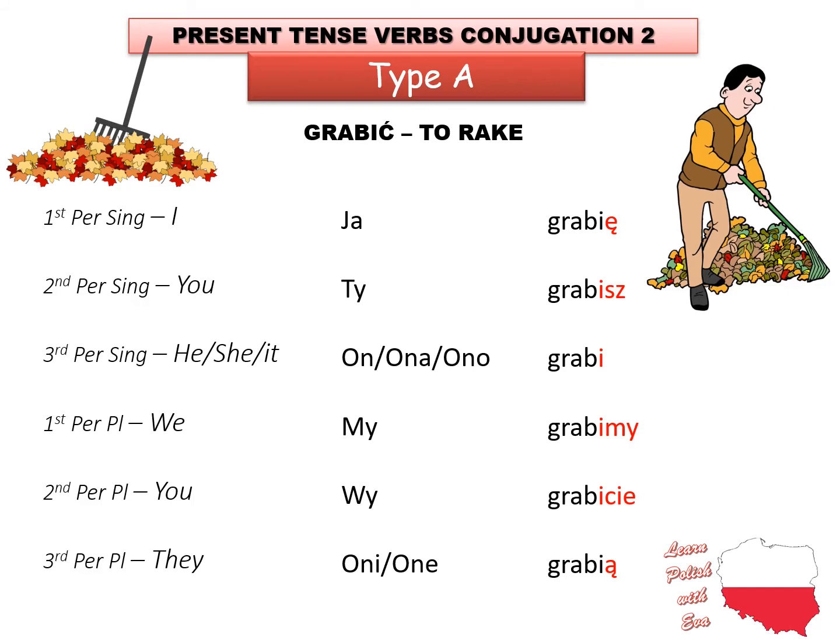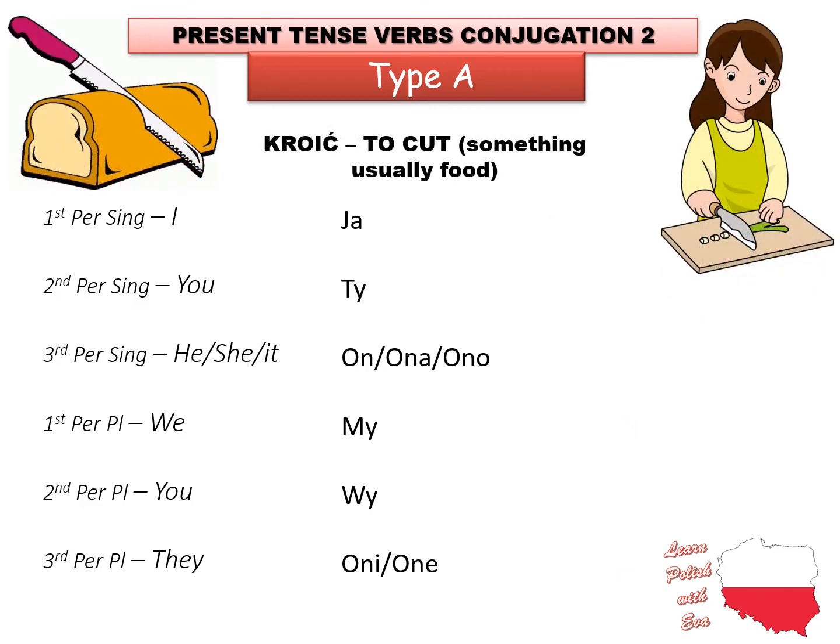We're going to look at one final example because it's quite an important verb: kroić, to cut something. This verb usually refers to food, just bear that in mind. You're not going to use it, for example, for cutting with scissors as in English. There's a different verb for that. But here, kroić, remember, usually refers to food. So what do we do? The same. We take off the ć, we have the stem kroi, and then we should add the verb endings, yes?